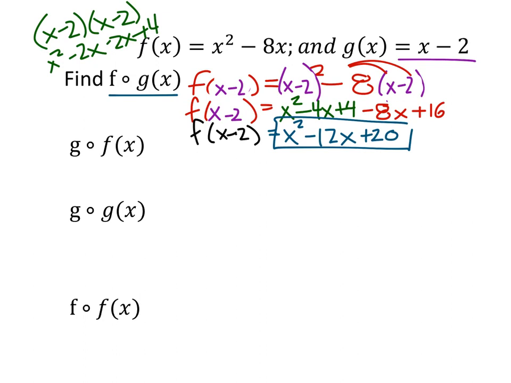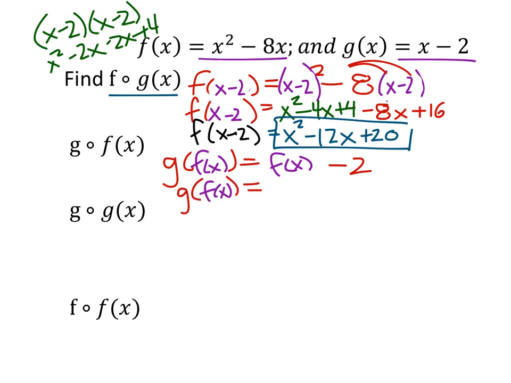All right, g of f of x. So g of x is x minus 2. But this is g of f of x, and f of x is this x squared minus 8x. That f of x is now x squared minus 8x, and then we've got that minus 2. Now if we look closely at this one, there are no terms that we can combine. So that's going to do it for us on this one.